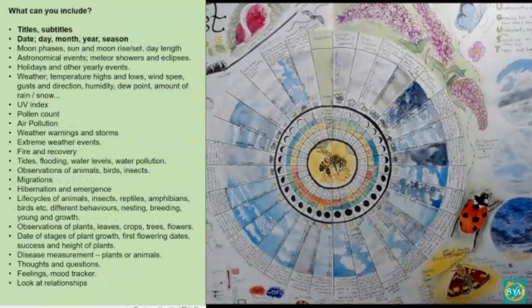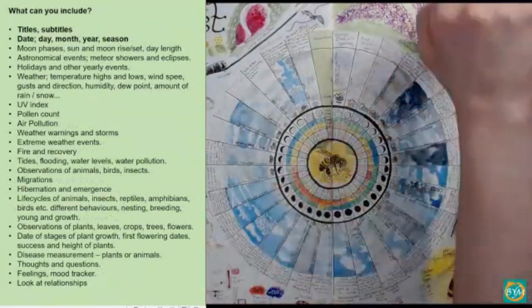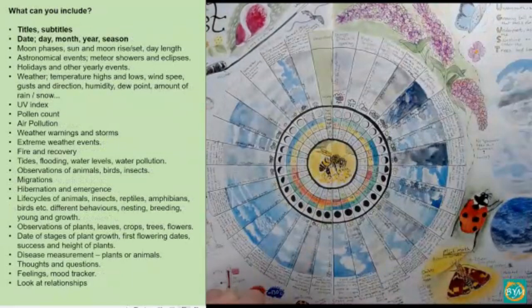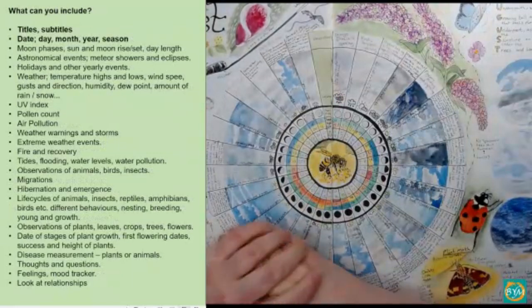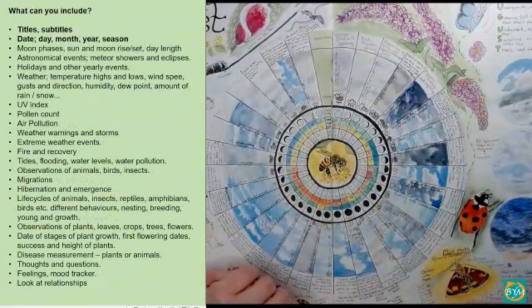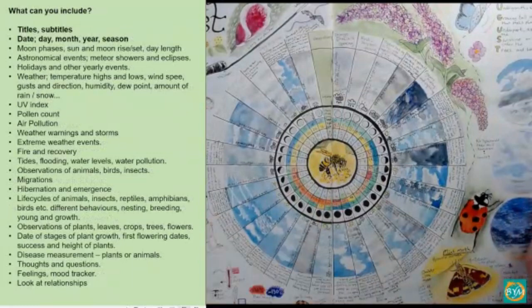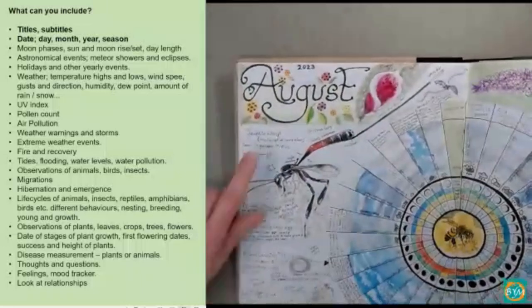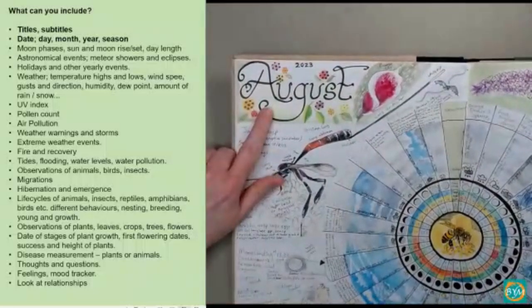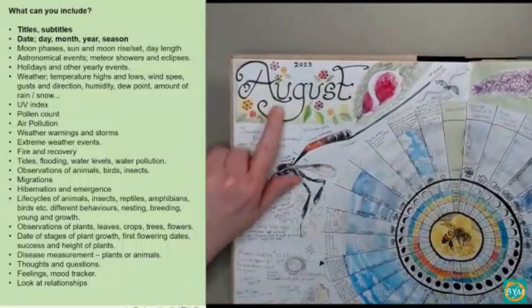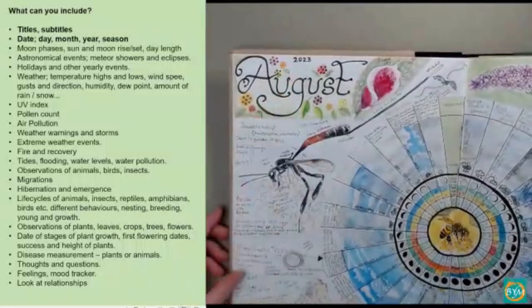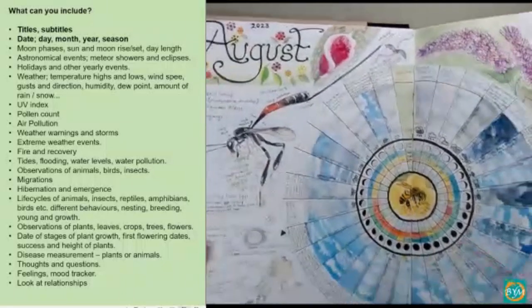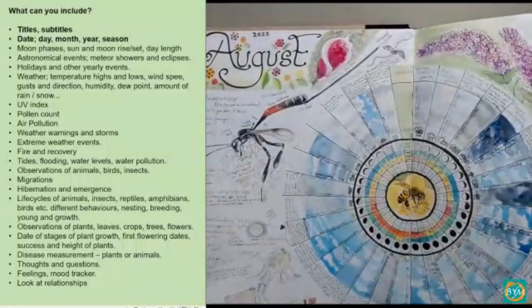Okay, so let's think about data. So there's a lot of talking before we get started, because there's lots to think about. So what data would you like to include? The first thing is make sure that there is a title and possibly a subtitle. So if your phenology wheel is covering a particular month, your title can be August, in this case 2023. If you've got a particular theme that you want to cover, that may be your subtitle.